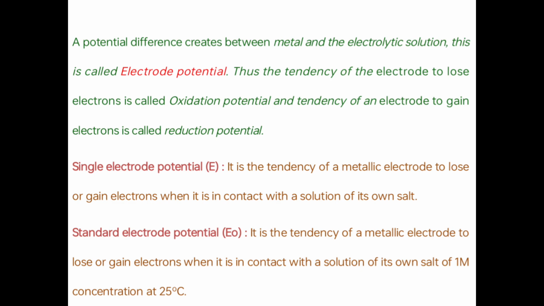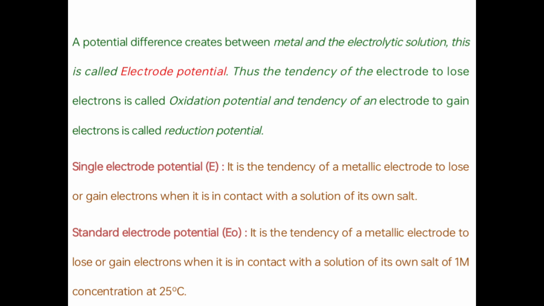Thus, the tendency of the electrode to lose electrons is called oxidation potential, and the tendency of an electrode to gain electrons is called reduction potential. Single electrode potential, capital E, is the tendency of a metallic electrode to lose or gain electrons when it is in contact with a solution of its own salt.